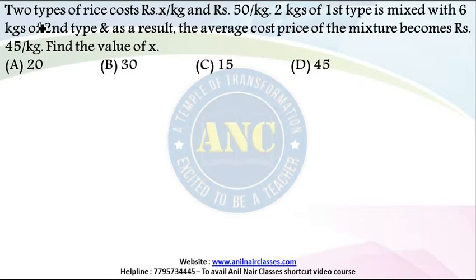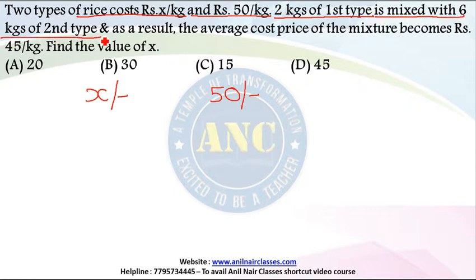See this question, sir. Two types of rice cost X rupees per kg and 50 rupees per kg. In the question itself they are giving variables, so I cannot avoid variables in this question, right? In the question itself they are giving X. First parameter is priced at X rupees, second parameter is priced at 50 rupees. 2 kgs of first type is mixed with 6 kgs of second type.